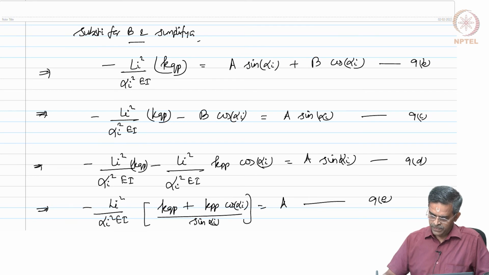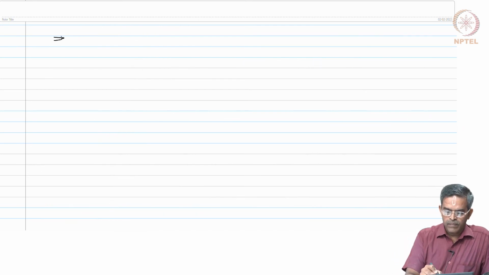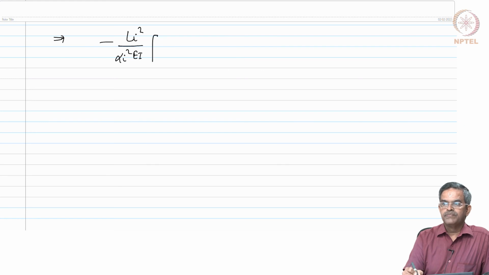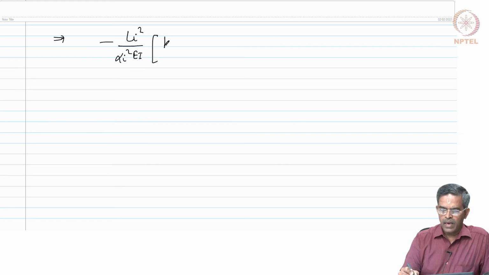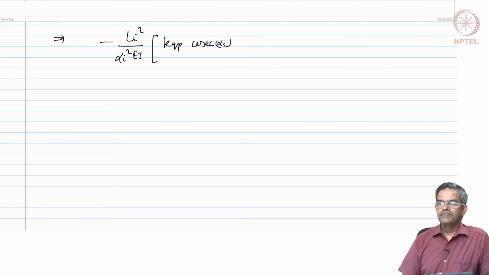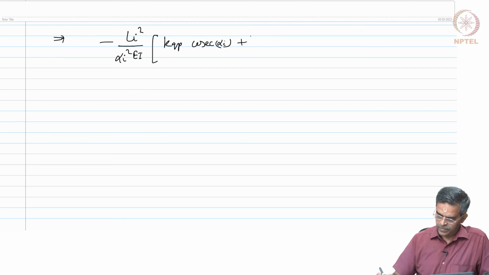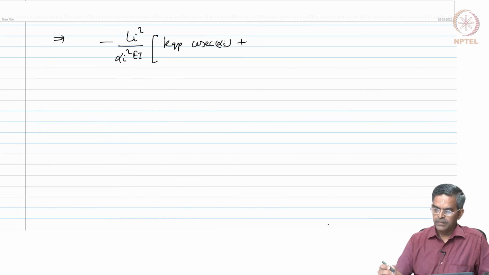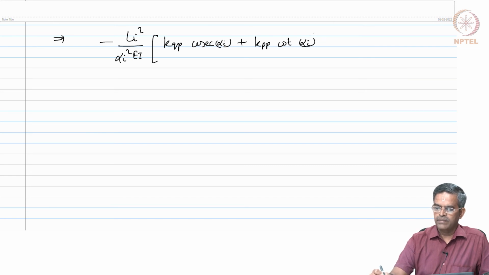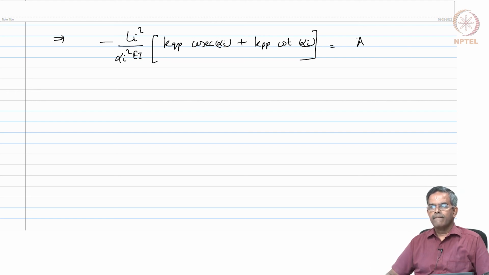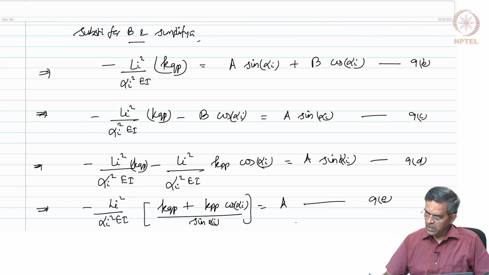So, which means minus Li square by alpha I square Ei of KQP cosecant alpha I plus, right, KPP cot alpha I is A. So, let me call this 9F.